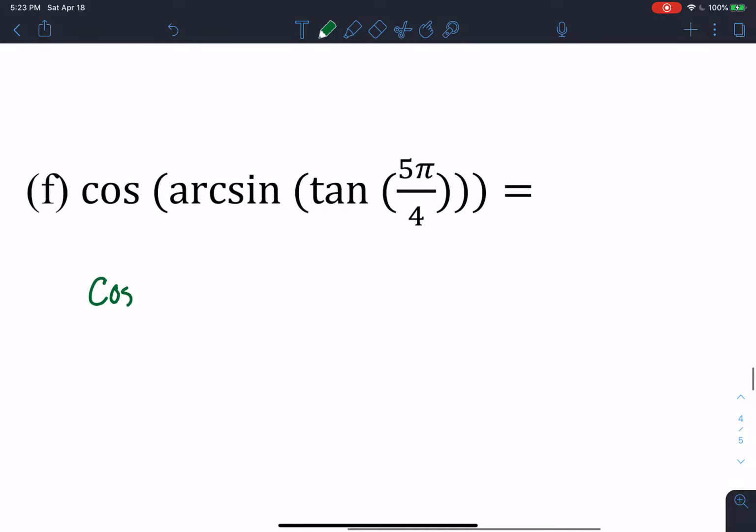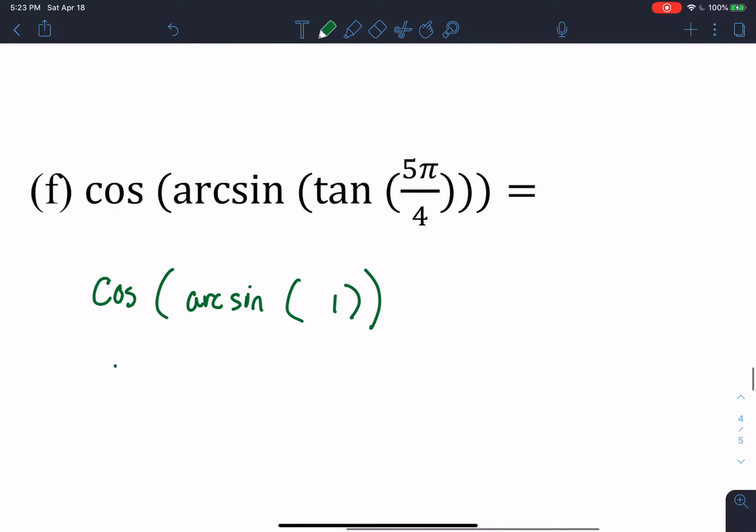Okay, so you got cosine of arcsine of tangent at 5 pi over 4. Tangent at 5 pi over 4 is going to be positive 1. Okay, arcsine of 1, right? Where would the y value be positive 1? We know that that is pi over 2. Cosine of pi over 2 is 0.